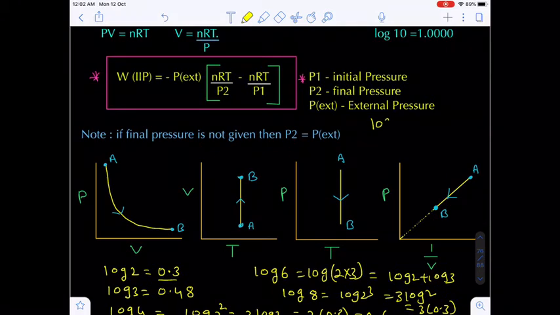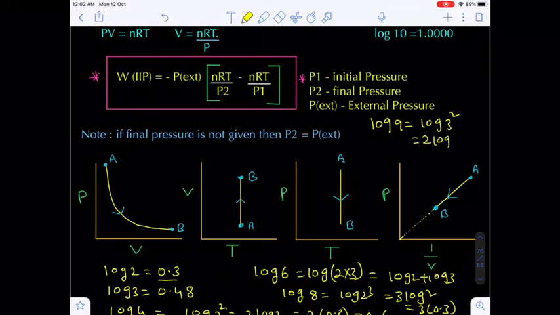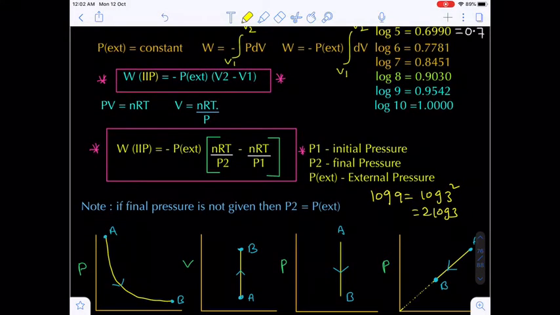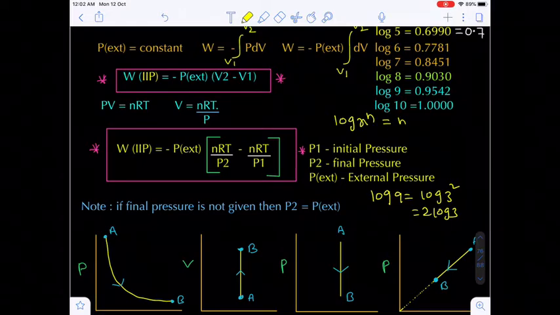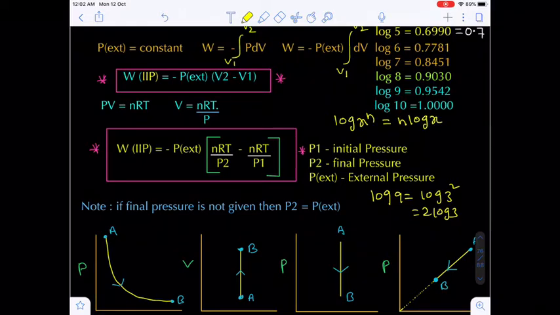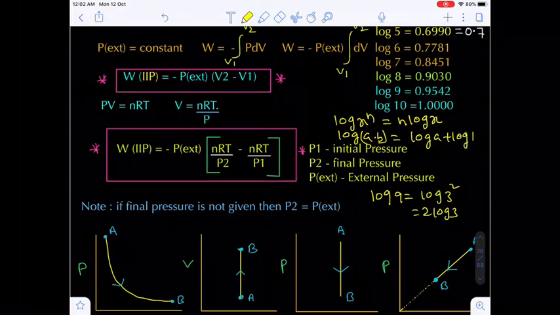And one more important thing, log 9, shall I write log of 3 square? Log of 3 square is nothing but 2 into log 3. Do you know some logarithm formulas? What is the logarithm formula? Log x to the power n will be equal to n into log x. And one more formula, log of a into b will be equal to log a plus log b. These are the very important formulas regarding the logarithms.